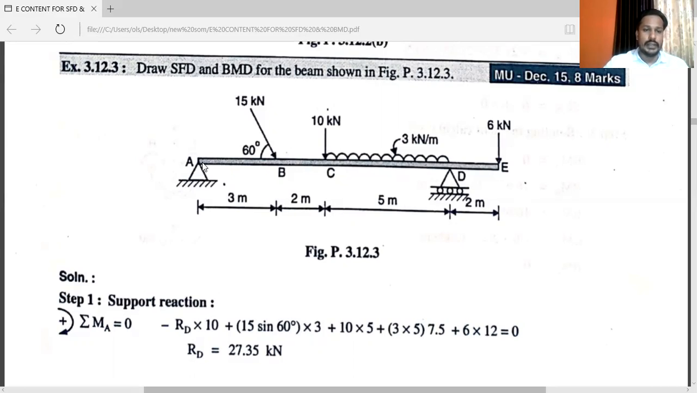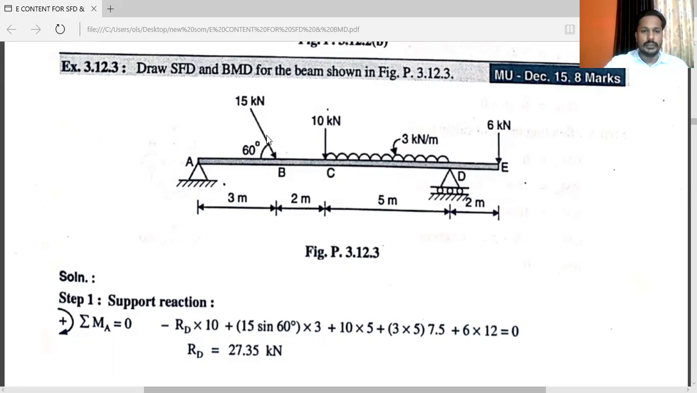First of all, you have to identify the types of support. At point A, that is hinge support. You can see at point D, the roller support is given. The contact surface is horizontal. Now see the types of load.